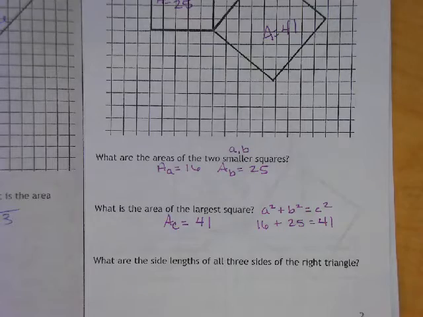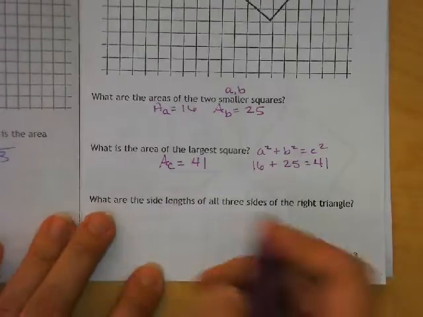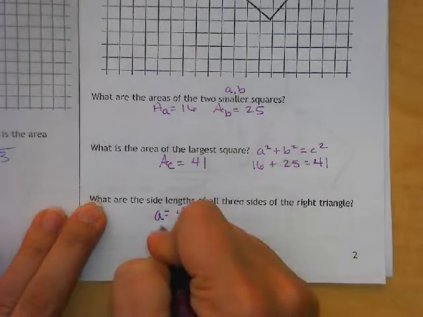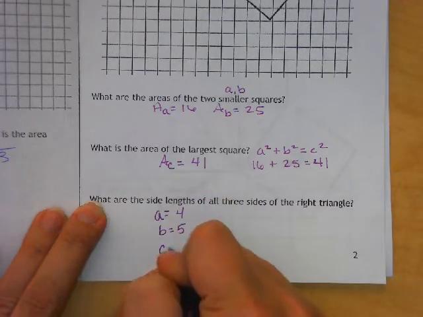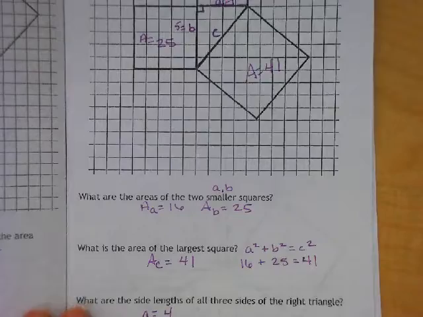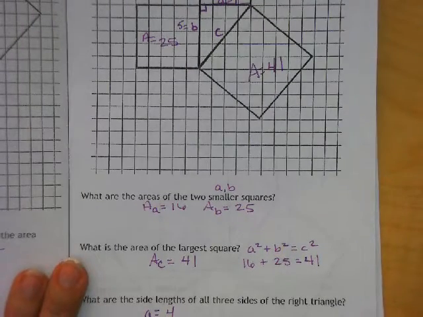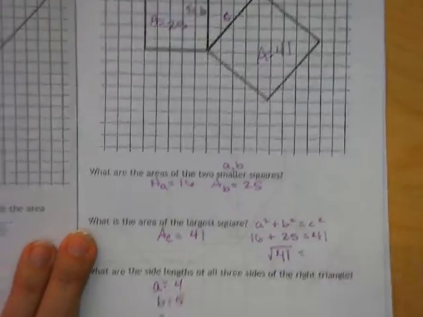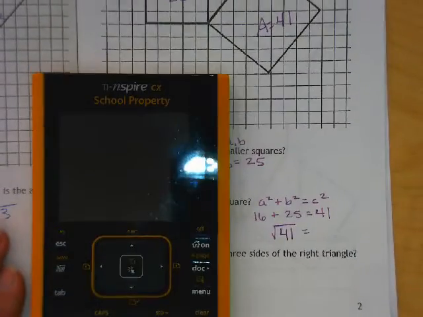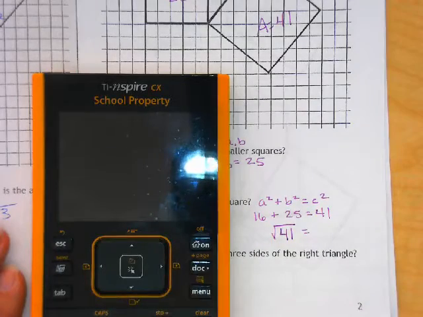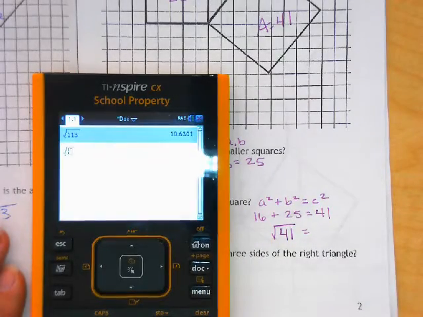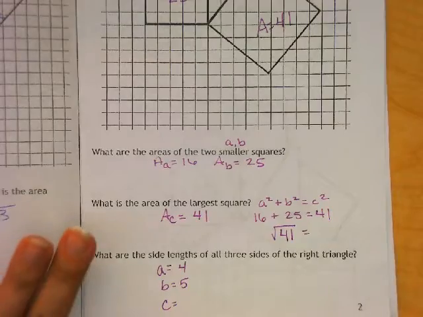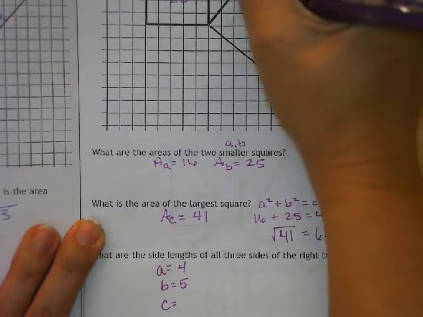Yes? So what are the side lengths of all three sides of the triangle? Well, we know that A was what? And B was... So how are we going to find C? If the area is 41, how do we find just C? Take the square root. So I can say the square root of 41, and you're using your calculator to make that happen, right? What is it? 6.4. So that is my measure of C.